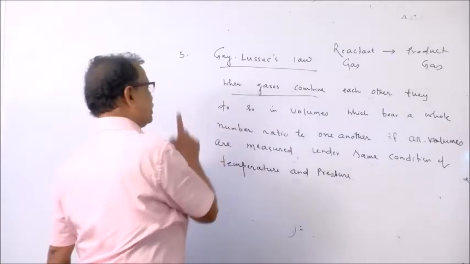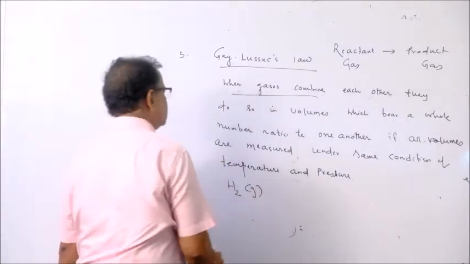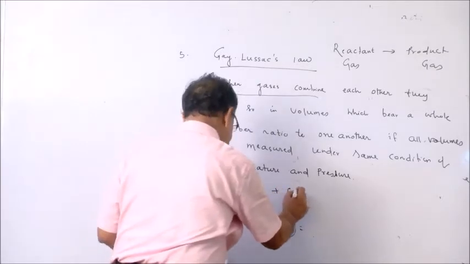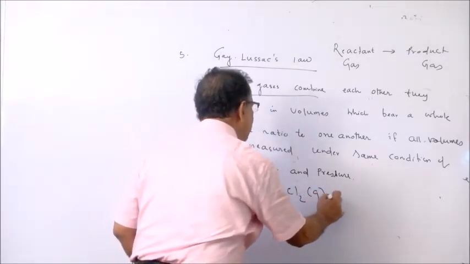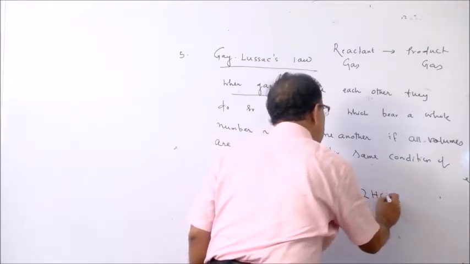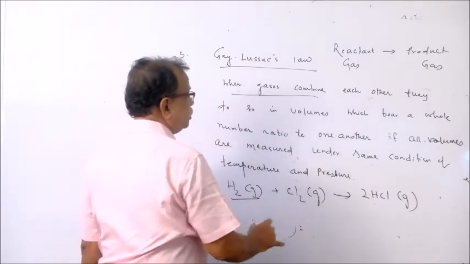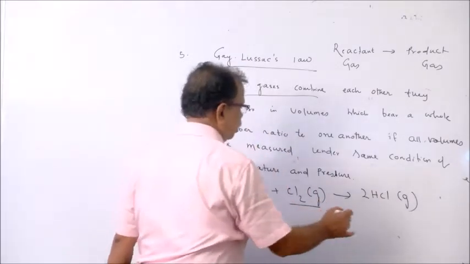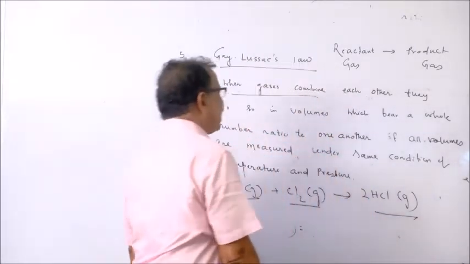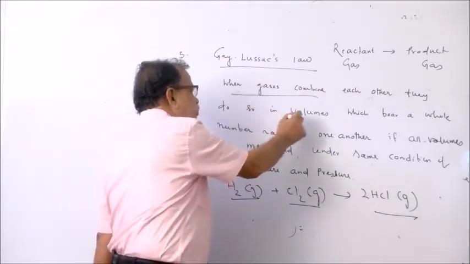Let us take a simple example. H2 gas, hydrogen gas, combines with chlorine gas, and it forms 2HCl gas. So the reactant is in gaseous state, chlorine is in gaseous state, HCl is in gaseous state. If all are in gaseous state, then the combination is shown in volume.